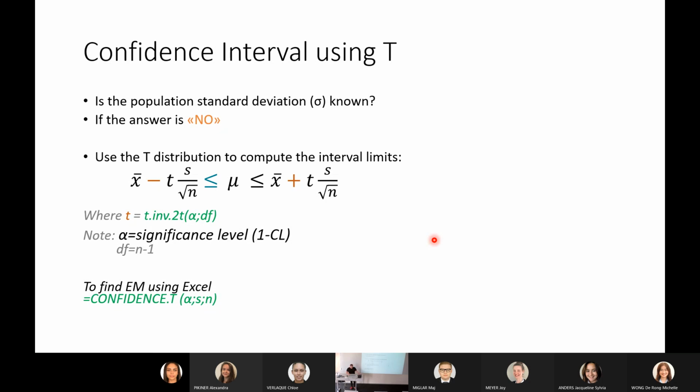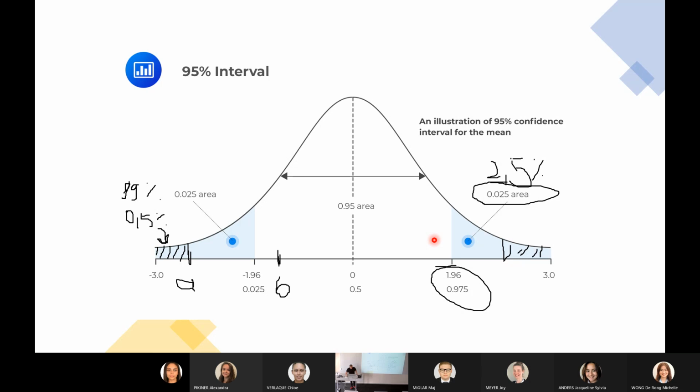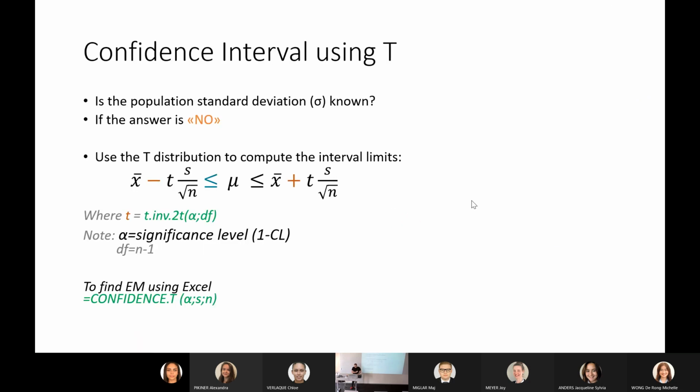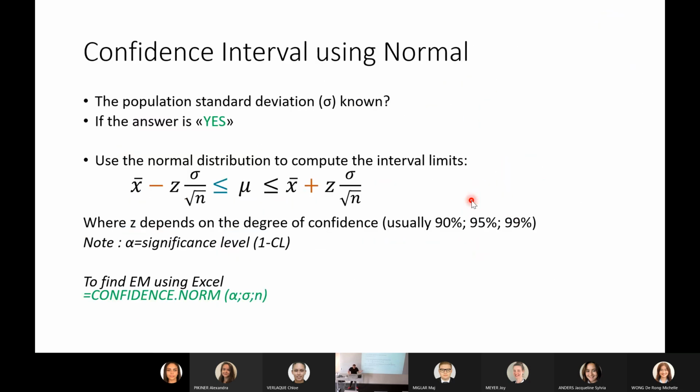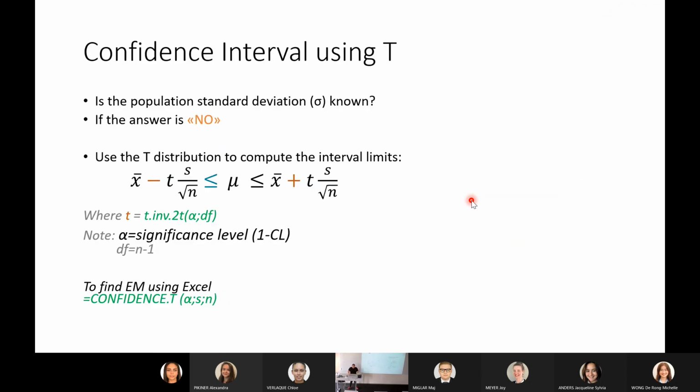To find the error margin, you still remember what an error margin is, right? Error margin is the distance from the X bar to the critical point on each side. To find it, we use the difference formula. Now we use the confidence T. You remember which formula we used before? We used the confidence norm because we had a normal distribution. Now we have a T distribution, so we use this formula.